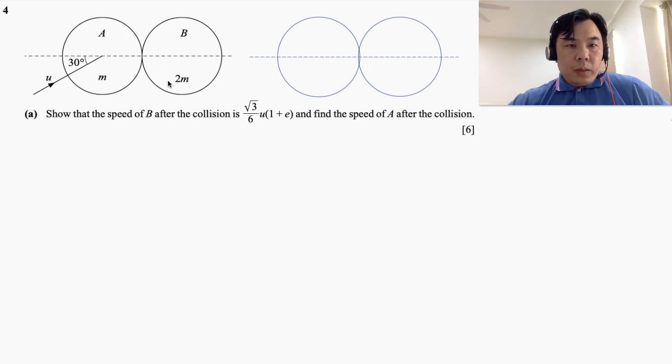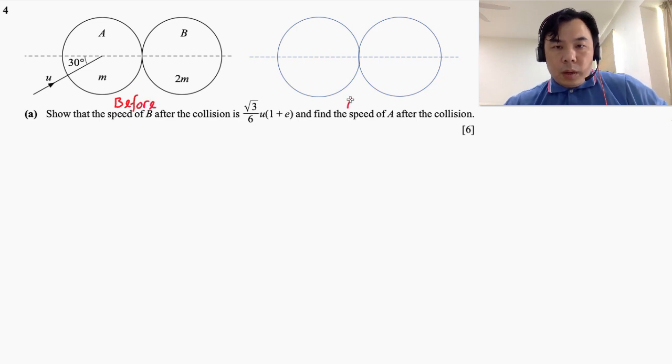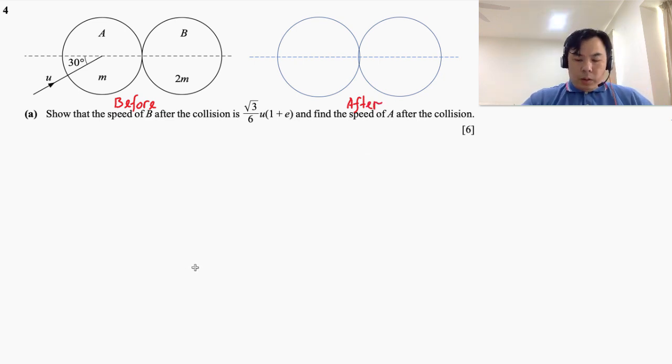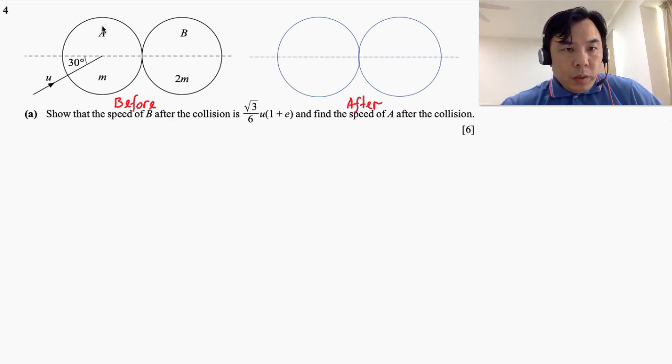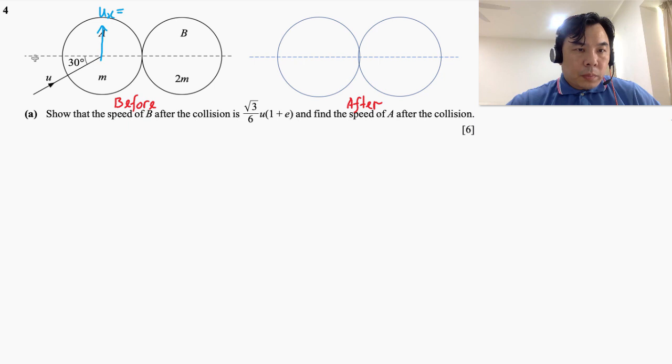All right, so this diagram here represents before the collision, and this part represents after the collision. Right, now, as I mentioned before, it's always best to label the initial velocity and all its components. Now you can see that its vertical component of the velocity, I'll label that as, it's the same component here.